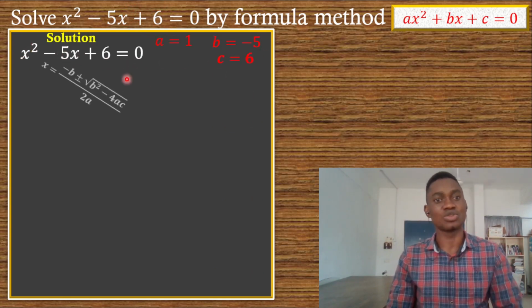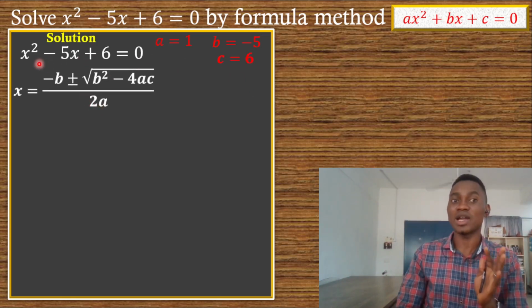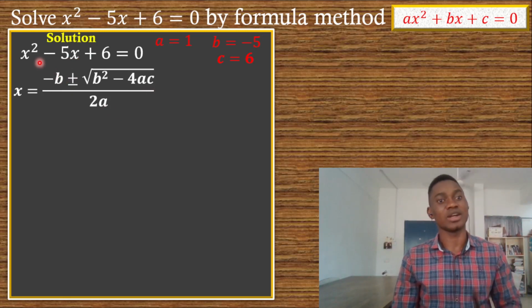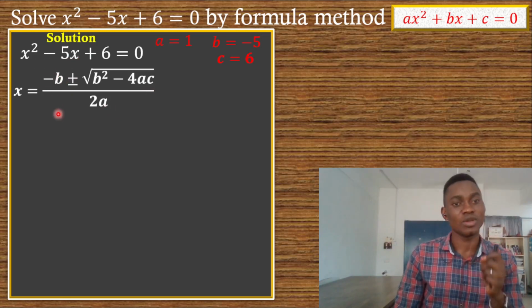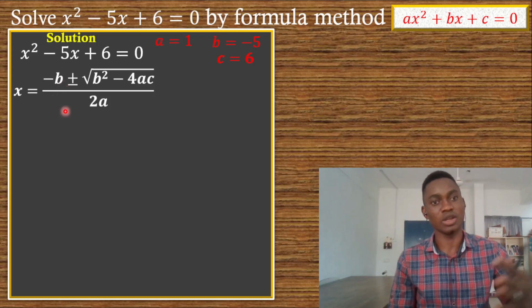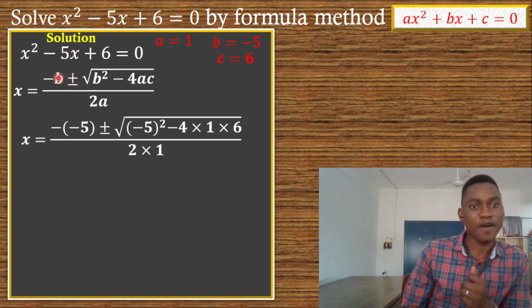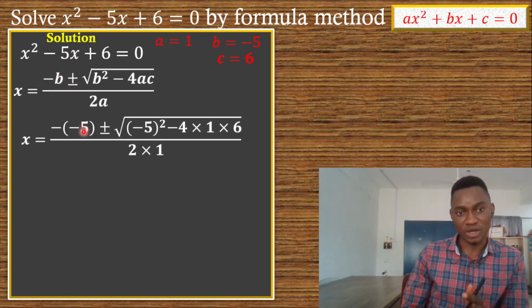The next thing is to recall the formula, then we'll plug in. In this equation, we are looking for the values of x that satisfy the given quadratic equation. So we are going to just plug in, and we are good to go. Our b is minus 5 already.